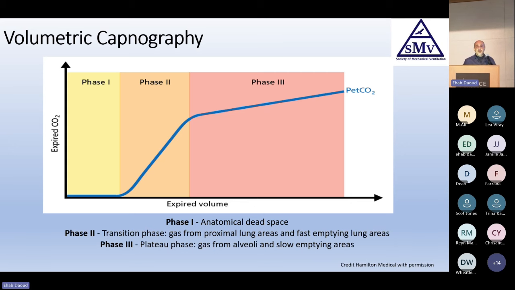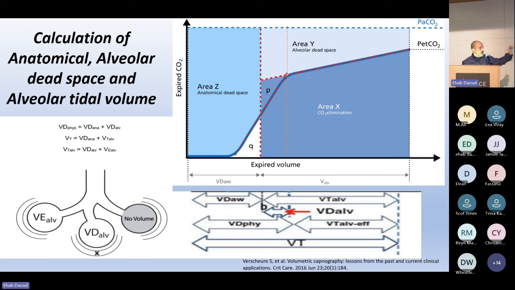I'm going to have to talk about volumetric capnometry. Most of us in the ICU or in anesthesia use the regular time versus end-tidal CO2. This is different because now we're plotting the expired CO2 versus the expired tidal volume. So we're doing real volumetric capnometry. Why is it important? Because it will tell me how much dead space, and we know that the whole tidal volume can be divided into physiologic dead space and alveolar tidal volume.